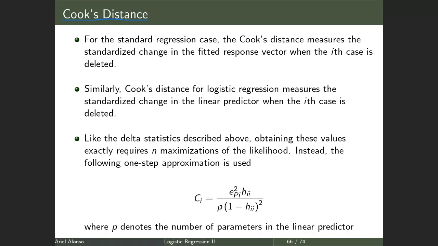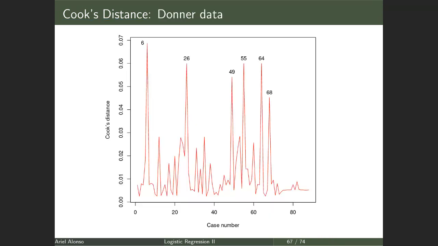And you can show that an approximation to this Cook's distance is given here. As you can see, it depends on the Pearson residuals over here, the leverage over here, and then the number of parameters in the linear predictor, the number of betas. And this is just giving you this Cook's distance. Again, how to interpret that? You just make the plot against the number of cases.